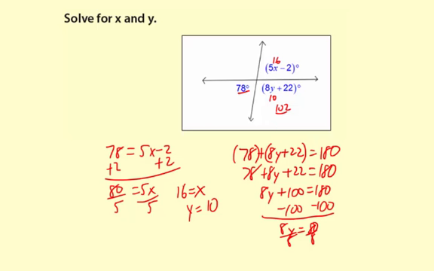So here are your answers. 16 equals x and y equals 10. Let's just clean it up, write it in the proper form with the variable on the left. x equals 16, y equals 10.